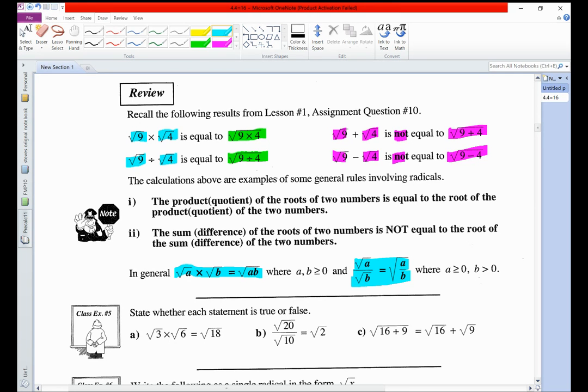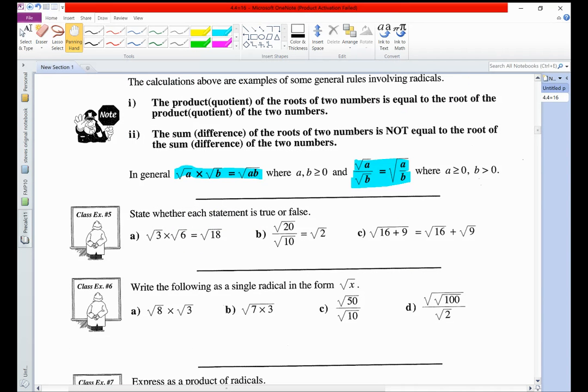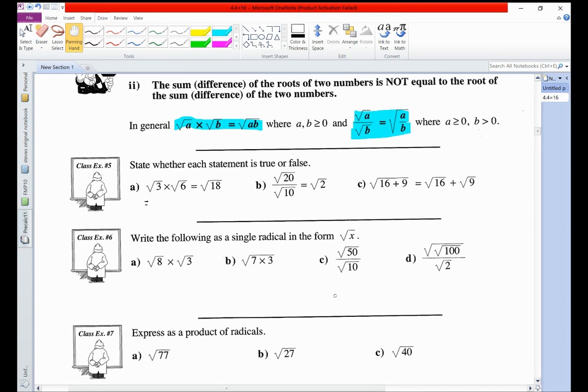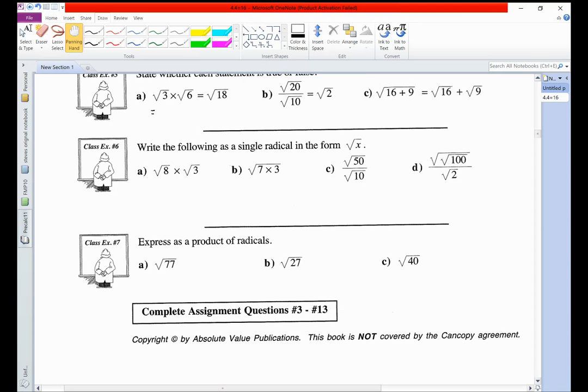So the root of a times the root of b is equal to the root of a times b, and the root of a divided by the root of b is equal to the root of a divided by b. It says here, state whether each statement is true or false. So we have the root of 3 times the root of 6 is equal to the root of 18. We can write that as the root of 3 times 6, and then 3 times 6 is 18. So that must be true.